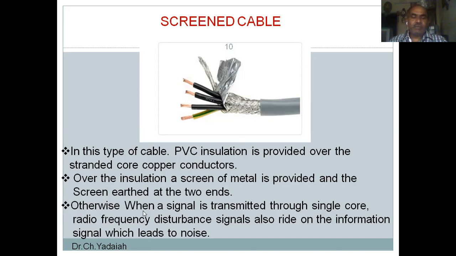Otherwise, if it is not earthed, when a signal is transmitted through a single core, radio frequency disturbance signals also ride on the information signals, which leads to noise. That means radio interference signals mix with the original signals. To avoid this, it has to be earthed at the starting and at the ending. It should be provided at all four.